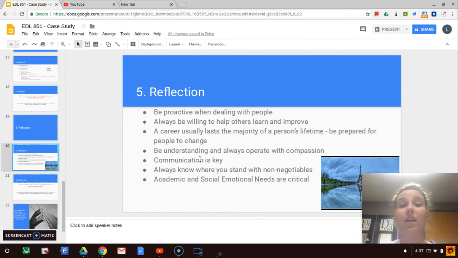I think another thing that you have to remember is a career lasts the majority of someone's life. So people change, life changes, situations happen that we could never imagine, and that changes people's outlooks and view. And I think that, especially in a teaching career, we have to remember that.